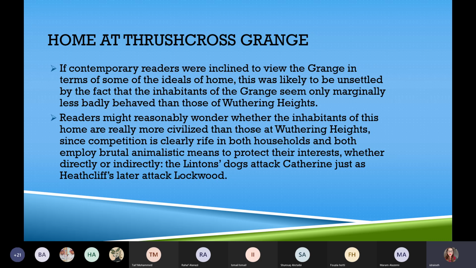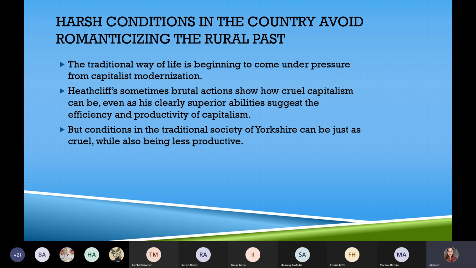So we are led to think at the very beginning that the inhabitants of Thrushcross Grange are more civilized, all right? But like I said, we have things that happen in the Grange. For example, the dogs at the Grange also attack Catherine, the same way that the dogs at Wuthering Heights attack Lockwood. We have Isabella, who goes through that whole thing and runs off with Heathcliff the same way that Catherine does in Wuthering Heights. And so both of these houses have their problems. They're both problematic. And we're going to talk about the symbolization of the houses in a little bit.